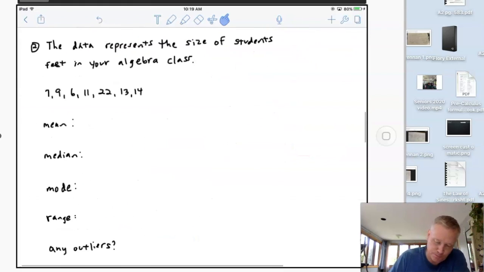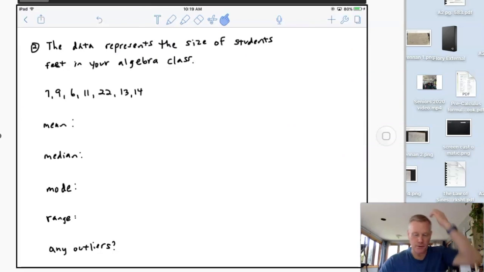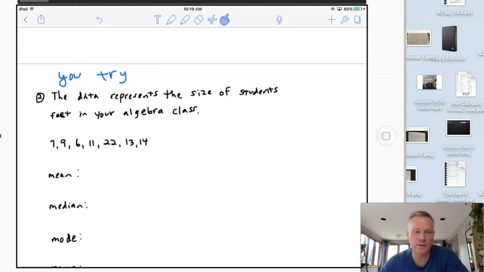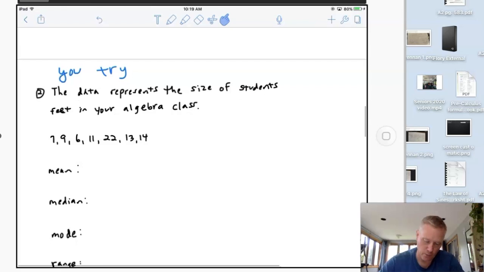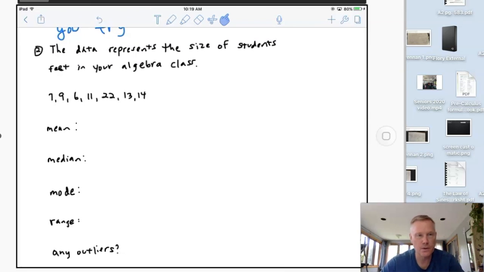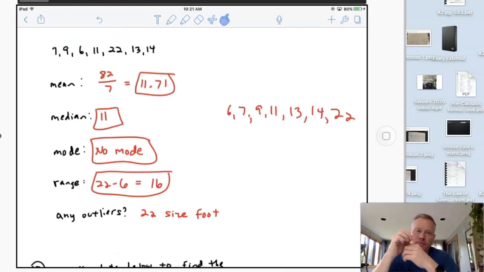All right. Next. So I would like you to try this one. This is you try. I just did the last one. This is the same kind of thing. I'll walk through the answers in a minute or two, but I want you to do this. Hit pause, please, and do it on your own. See if you can come up with the 4 things, 5, actually, if you count any outliers. Okay, so these are the answers.